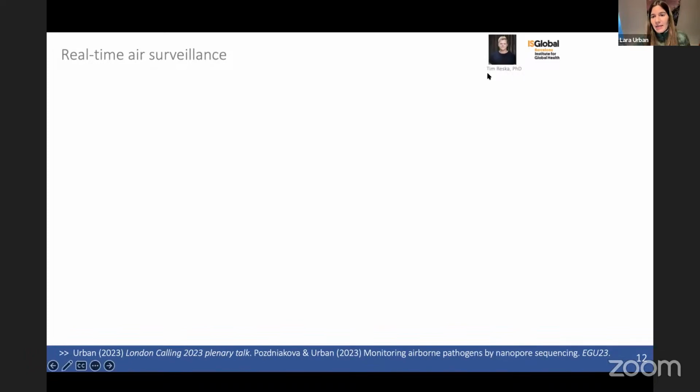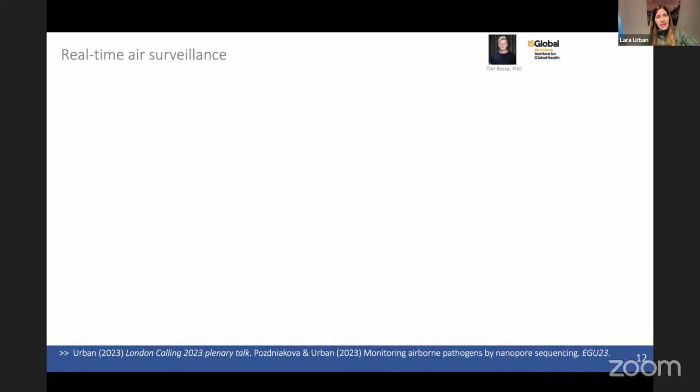That's a project by PhD student Tim in collaboration with the ISGlobal Global Health Institute in Barcelona, where, thinking back to our water monitoring project, we were extending this sort of ecosystem surveillance monitoring to the actual air, because there's very little that we know about the air microbiome or bioaerosols and how they impact human health in the long term.